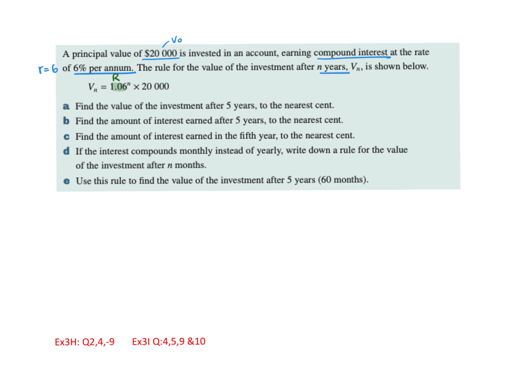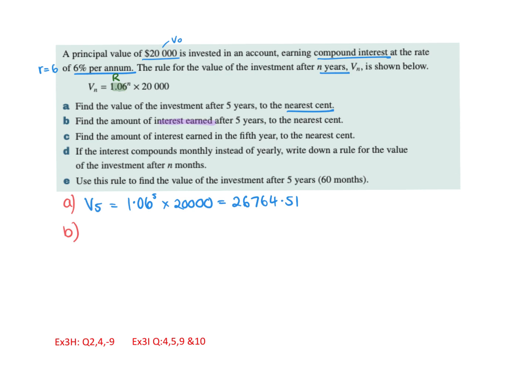So first of all, it says find the value of the investment after 5 years. So all we have to do is go, we want V5, and that would equal 1.06 to the power of 5 times 20,000. Now it asked me to the nearest cent. So this one is 26,764.51.